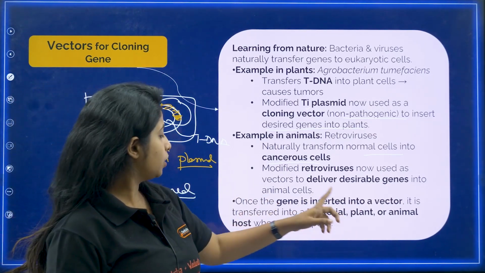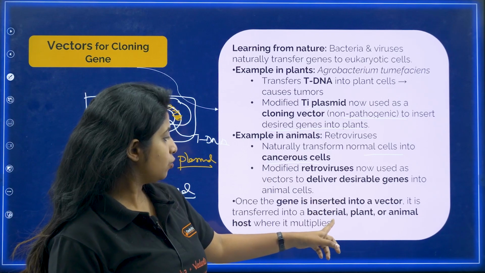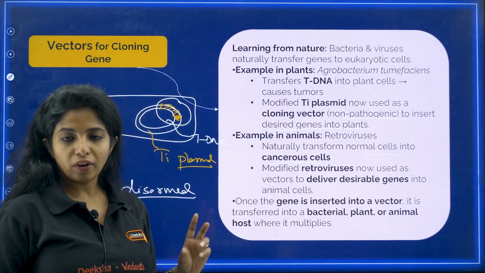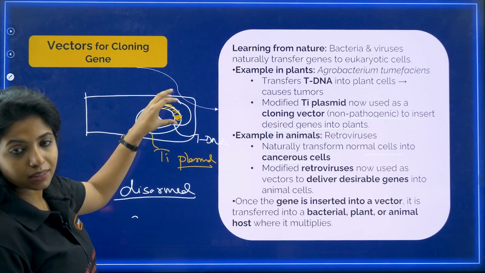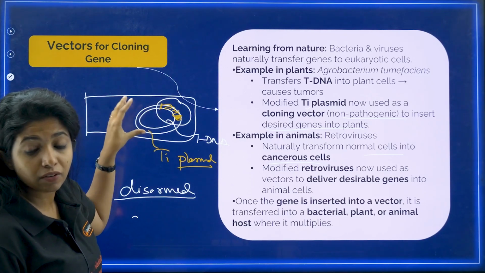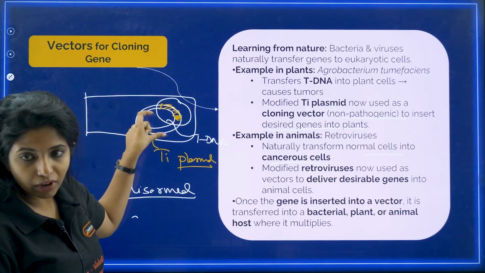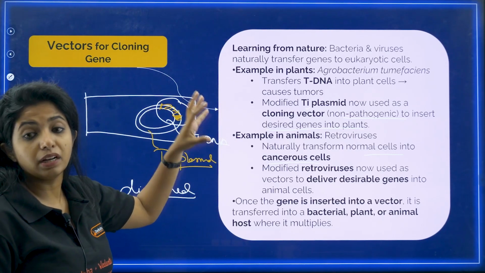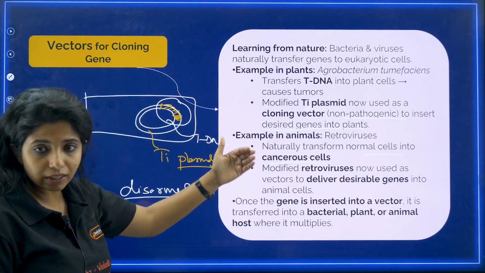Once the gene is inserted into the vector, it is transferred into a bacterial, plant or animal host where it multiplies. So whenever, for example, I am putting this thing into a vector, this is the vector, the plasmid is a vector over here. Or probably retroviral DNA, or genetic material, is a vector, or the retrovirus itself is a vector, my dear children.